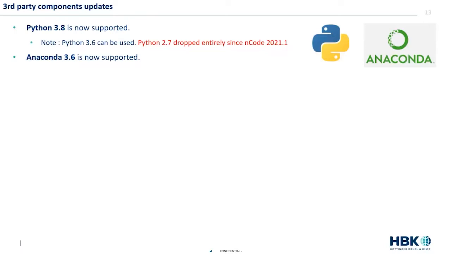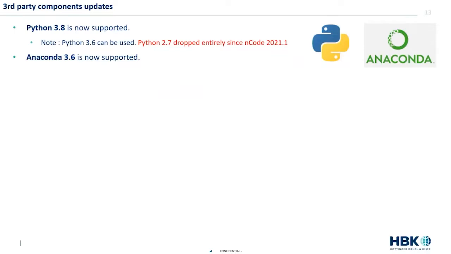And by the way, Python 2.7, which we used to support or to accept until recently, is now entirely dropped. So if you still have some Python routines in 2.7 and want to update to nCode 2022, please think of upgrading those Python routines from 2.7 to 3.6 or ideally 3.8. Contact us if you need some help. We can probably help you with that.